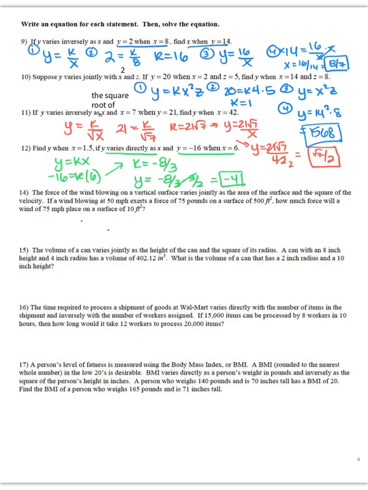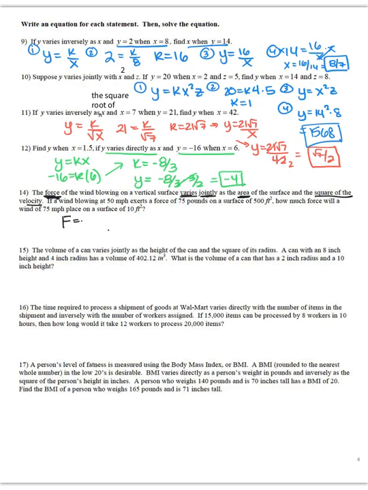Okay, so now word problems. Oh my gosh, you should feel lucky to get these word problems ever. They're so easy. The force of a wind blowing on a vertical surface. Okay, so force, just gotta highlight all the important things. It varies jointly as the area and the square of the velocity. Okay, so just write an equation based on that.